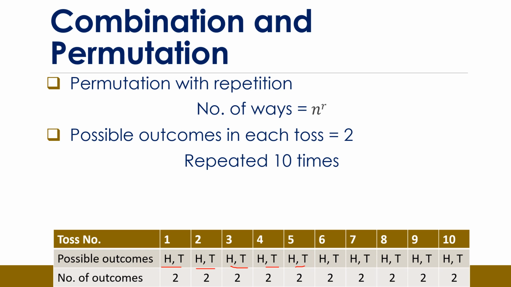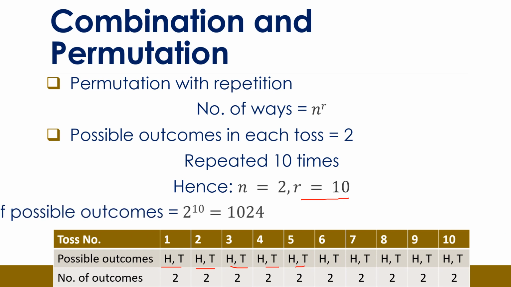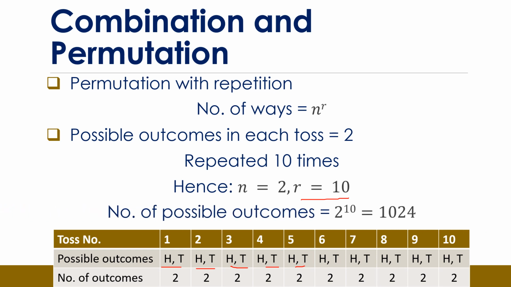Thus, the total number of possible outcomes will be determined by taking n to be equal to 2 and r to be equal to 10. And so the total number of possible outcomes will be equal to 2 raised to power 10, which is equal to 1024. If repetition is not allowed, then we have to use a different way of counting.